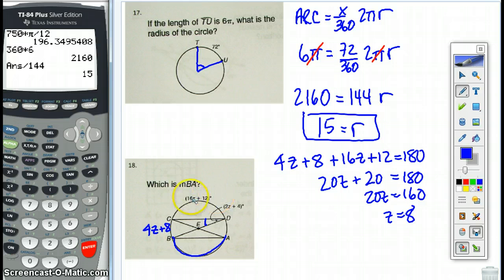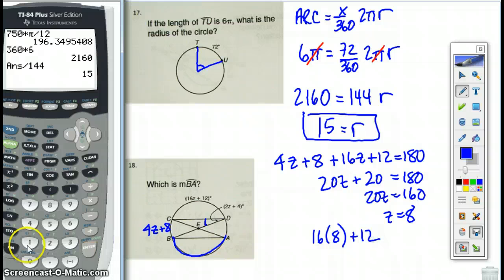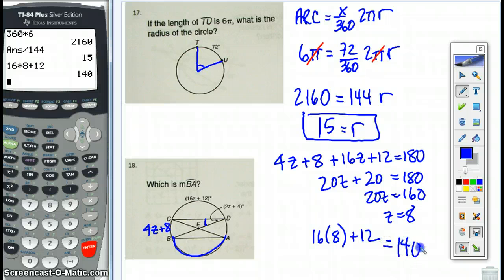And so it's going to be the same as this one. So I just plug in 8 into 16z like this, plus 12. 16 times 8 plus 12, and we get 140. So that arc is 140 degrees.